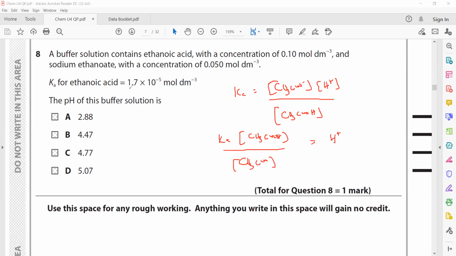So we have the value of Ka, the concentration of sodium ethanoate, the ethanoate ion, and the concentration of acid is also there. We will first find the hydrogen ion concentration, and from it we use the formula pH equals minus log of hydrogen ion. When you substitute the value of hydrogen ion, 4.47 will be the final answer.